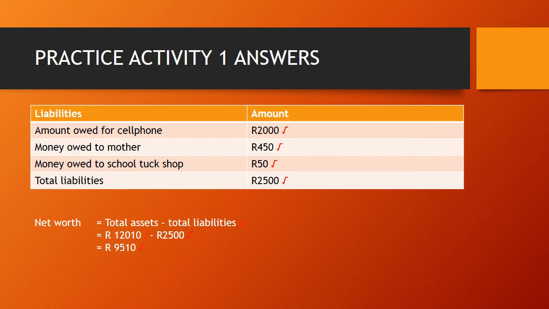So 12,010 rand minus 2,500 gives us a total of 9,510. And so if you got that correct, that is a mark.